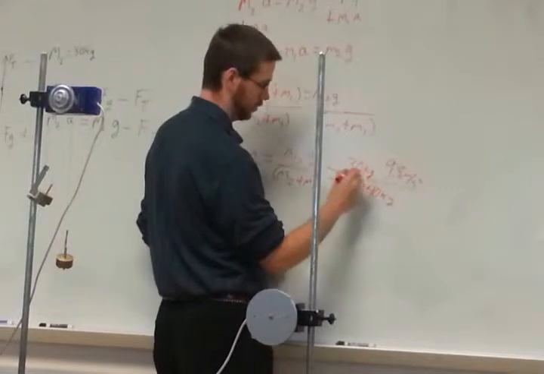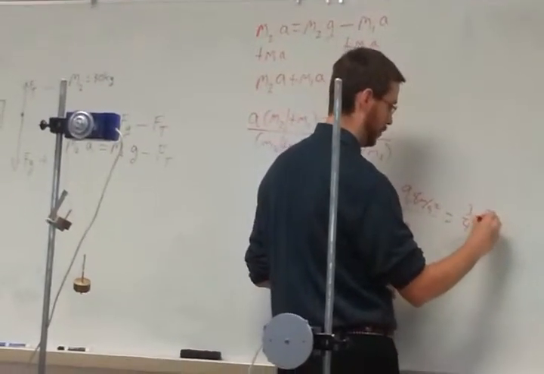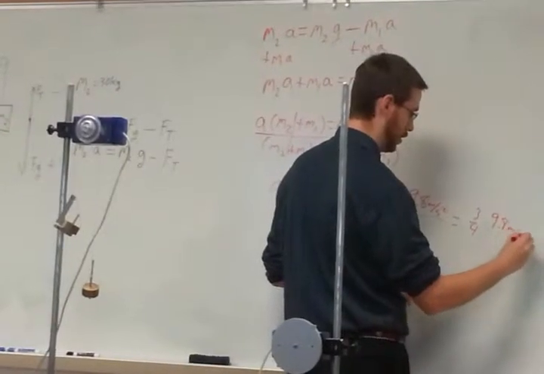So basically it's reduced to 3/4 times 9.8. What do you get?